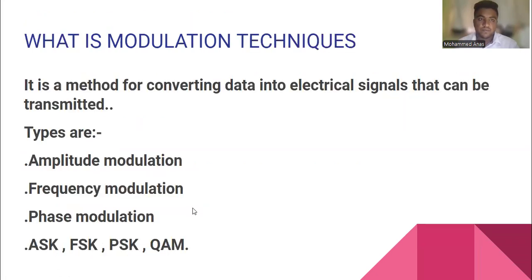Okay, here, what is a modulation technique? We have seen what modulation is and the different types of modulation. Now we are going to see modulation techniques and their types. It is a method for converting data into an electrical signal that can be transmitted. Means the signal which you are transferring is converted to electrical signals and then transferred. The types are amplitude modulation, frequency modulation, phase modulation, ASK, FSK, PSK, and QAM.